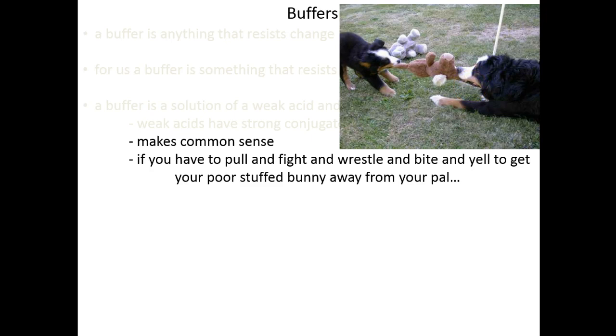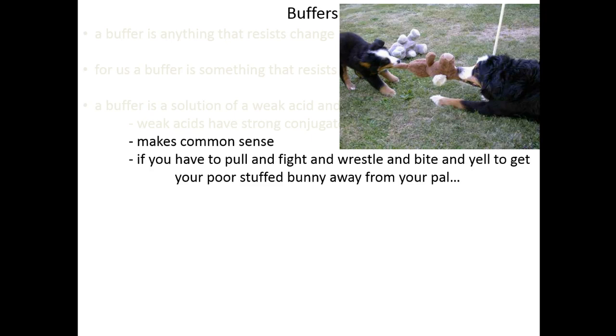Now, let's say the dog on the left wins, and it gets that stuffed bunny away. It forces this acid to donate its proton, and now this dog would be bunnyless. This dog would be the conjugate base. It's lost its proton. If you were to intervene and take that bunny away, how readily do you think this dog would take it again? Chances are this dog's going to go nuts to get that bunny back. It wanted it all along. So any molecule that readily and quickly accepts a proton is a strong base. So a weak acid gives you a strong conjugate base.